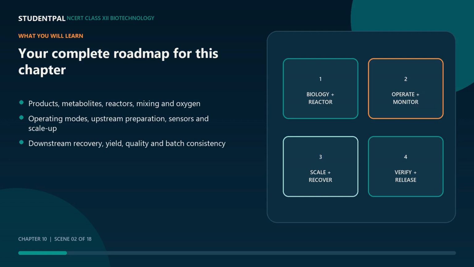First, we distinguish a laboratory bioprocess from reproducible biomanufacturing and relate primary and secondary metabolites to growth phase. We then examine a stirred tank bioreactor: vessel, impeller, sparger, baffles, probes, temperature system, exhaust, and aseptic ports. We connect mixing, aeration, oxygen transfer rate, cellular oxygen demand, heat removal, foam and shear.